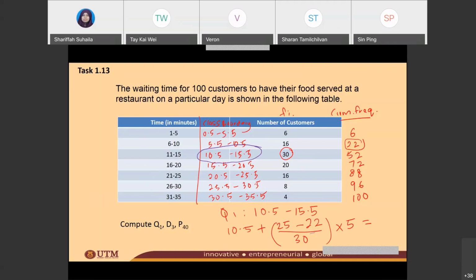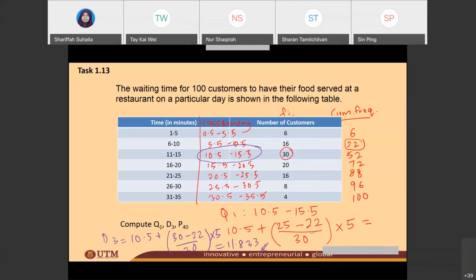If you want to add your decimal points, maybe you can write 11.833. So you want to write the decimals at the back, right? Okay, D3. So D3 again, you have 10.5 plus 30 minus 22 divided by 30 times 5. So you get 11.833. Okay, so that is your third decile.